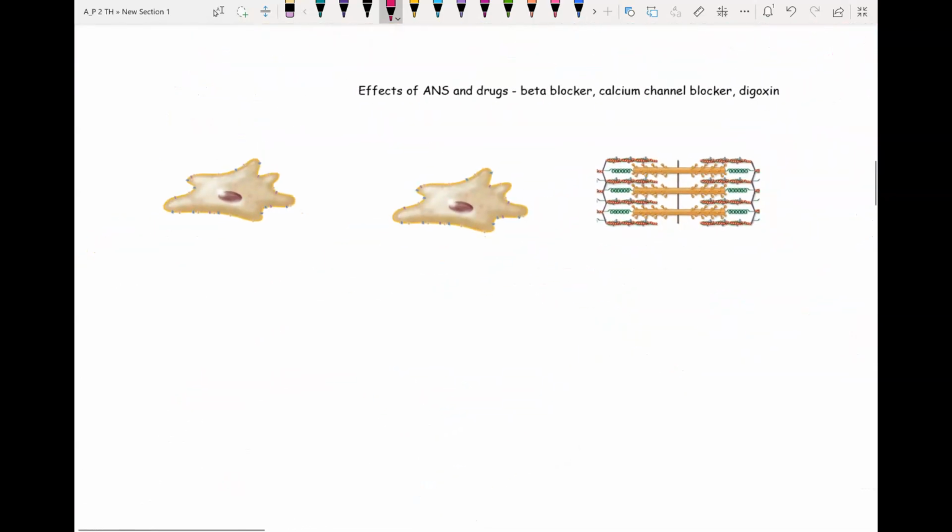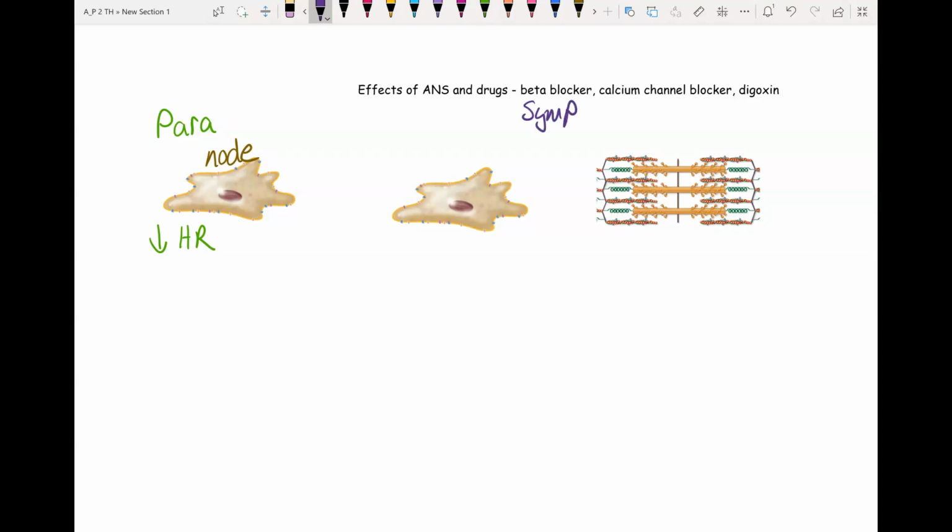So down here we have this for parasympathetic because notice here is a picture of a nodal cell. Parasympathetic is node only, and parasympathetic is going to slow it down. It decreases heart rate. This next section is for sympathetic because it has a node and it has a picture of muscle. You should recognize this picture from chapter 10. That's what it looks like inside a muscle cell.